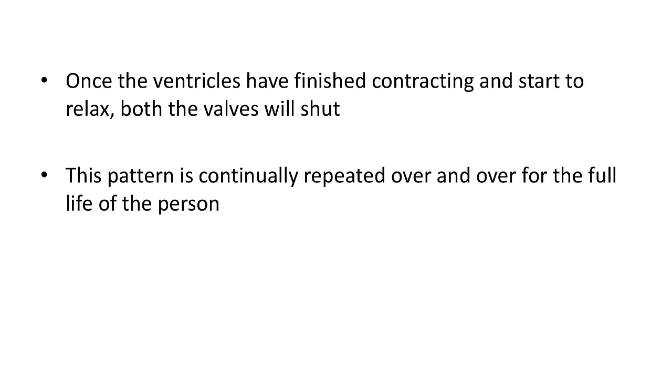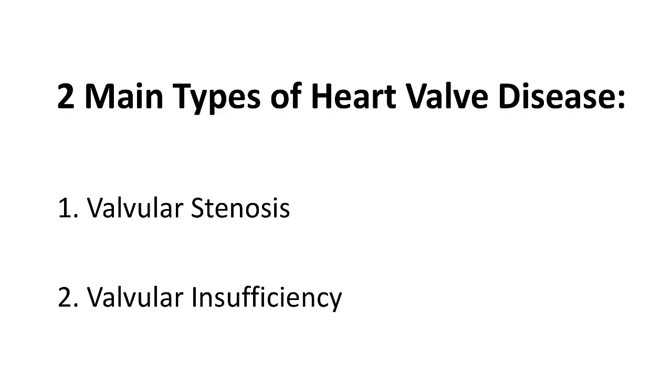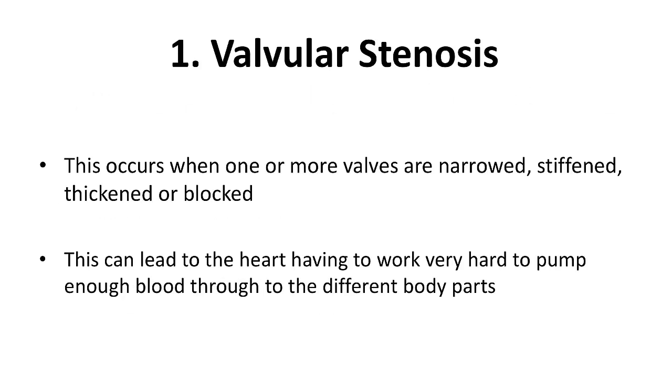Once the ventricles have finished contracting and start to relax, both the valves shut, preventing any blood from flowing back. This pattern is continually repeated over and over for the full life of the person. There are 2 main types of heart valve disease. 1. Valvular stenosis, and 2. Valvular insufficiency. Valvular stenosis occurs when one or more valves are narrowed, stiffened, thickened, or blocked.